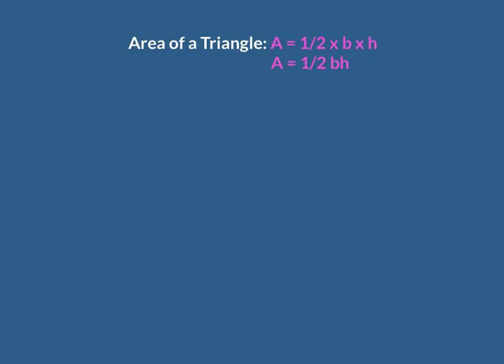Here's the formula for finding the area of a triangle. It would be A equals 1/2 times B times H, or A equals half of B times H. And the B stands for base and the H stands for height.